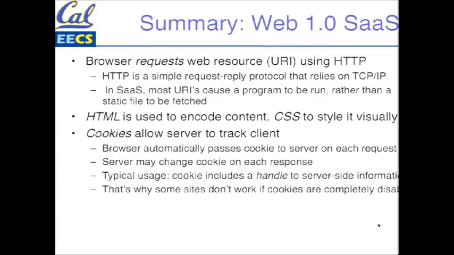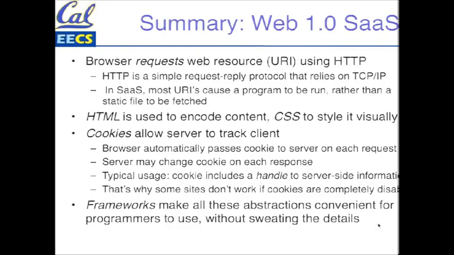Cookies allow the server to track a client because the client is responsible for making sure that any cookie it gets from the server is provided whenever that server is visited again. Usually the cookie includes enough information to let the server dig up a little packet about you that it has stored since the last time you were there, which is why some sites just don't work if you turn cookies completely off. There's no way for the server to track that it's the same person coming back to subsequent page visits. And all of these abstractions are so common across all SaaS apps that frameworks like Rails and others have evolved to make it easy to use these without dealing with a lot of the details directly.